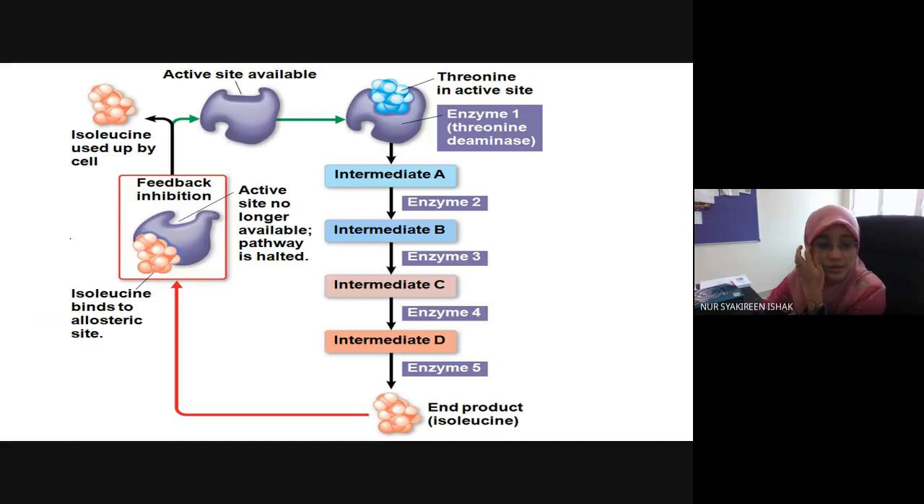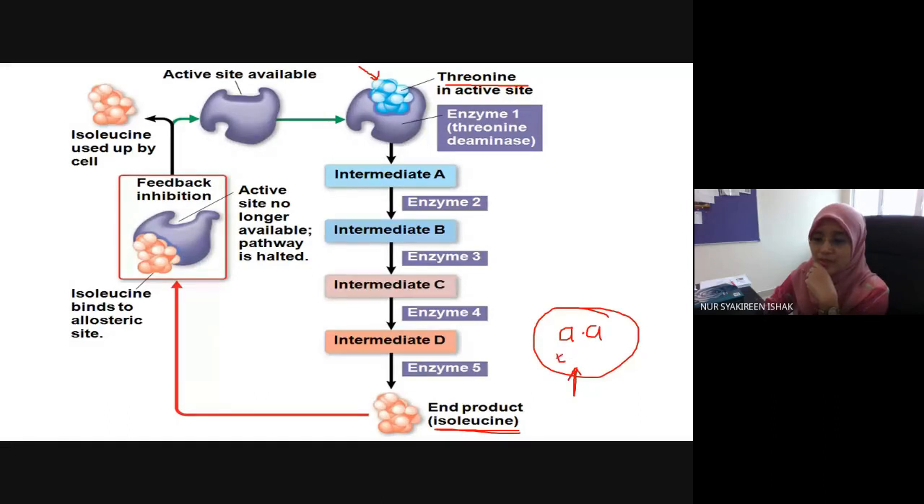So here is a diagram to show you the metabolic pathway for the synthesis of isoleucine. Isoleucine is the end product. The initial substrate here is threonine. Threonine and isoleucine are types of amino acids. This metabolic pathway can be found in E. coli, which is a type of bacteria. This bacteria will use threonine as the initial substrate to synthesize isoleucine, which is another type of amino acid.